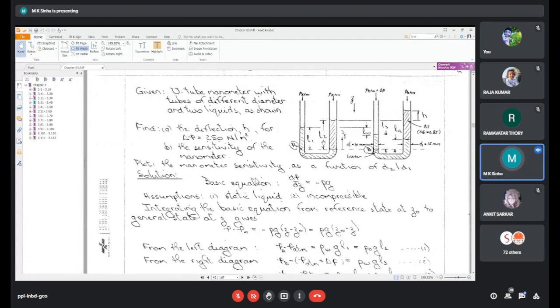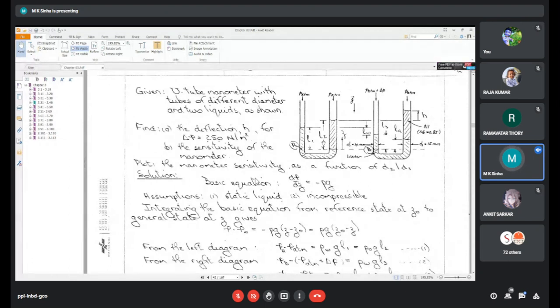If there are 3, 4, 5 limbs, then the pressure at the bottom of all the limbs is the same. This equals this equals this. You should get the number of limbs equal to the number of equations.